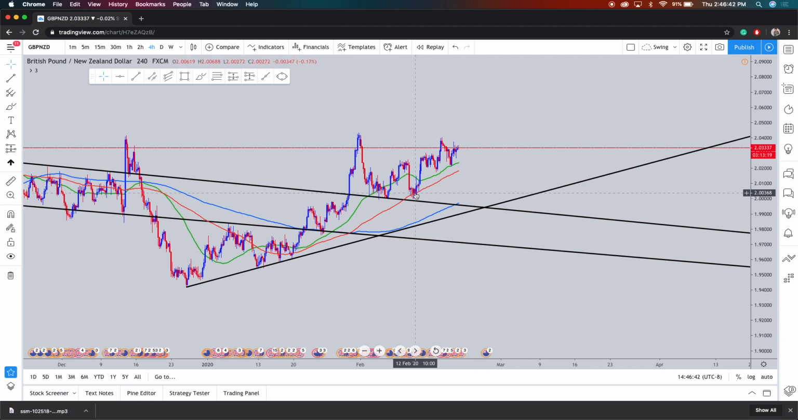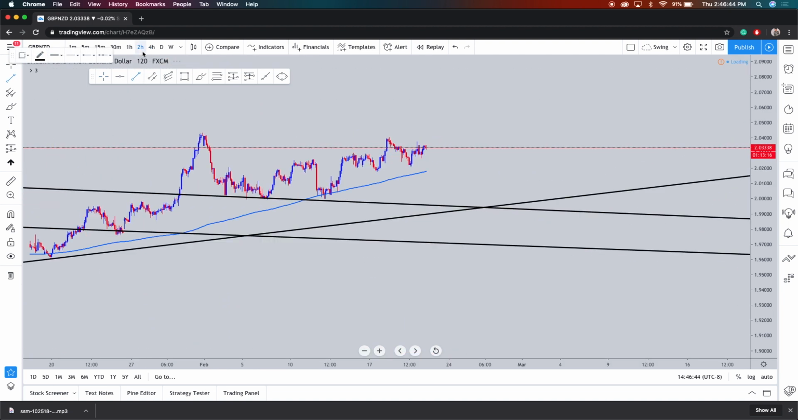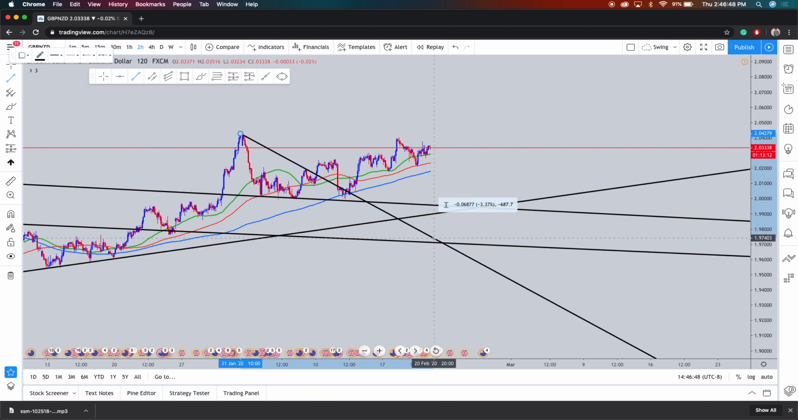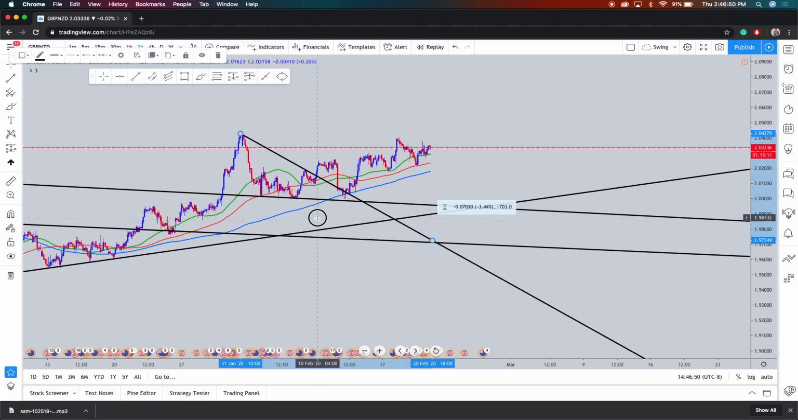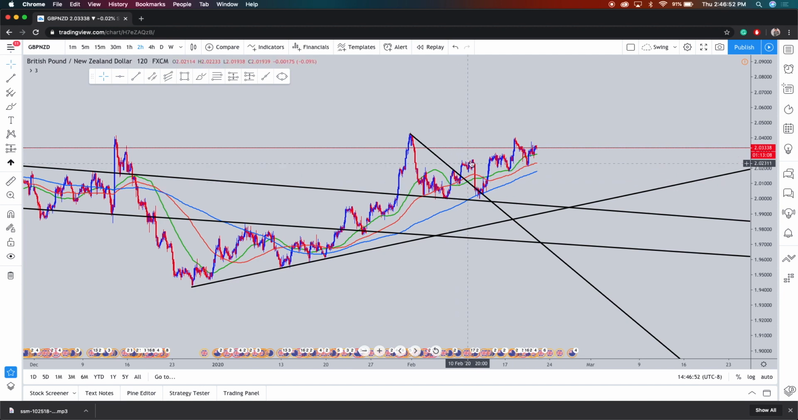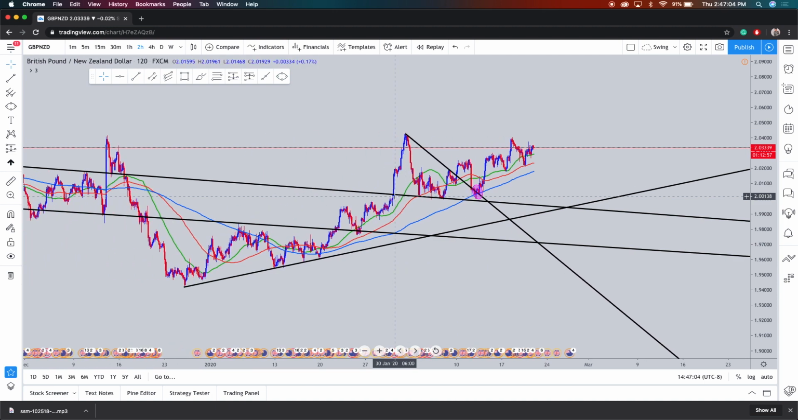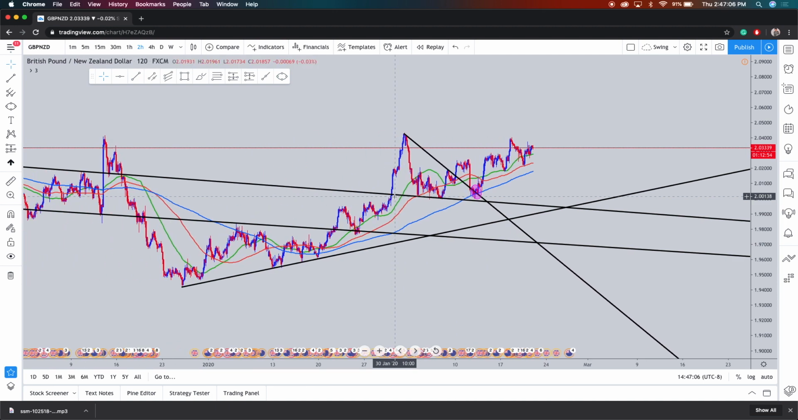And on top of that, looking a little bit closer here on the 2 hour chart, we can draw this trend line here. So we had a little bit of a break retest as well going on. So that gave me the confidence to enter a position somewhere in this area. So that's why I went long on the pound New Zealand dollar.